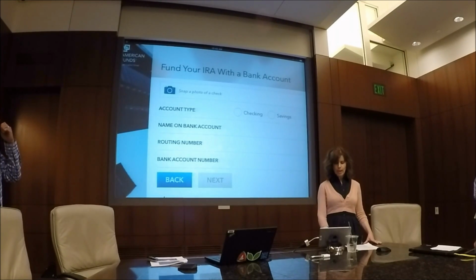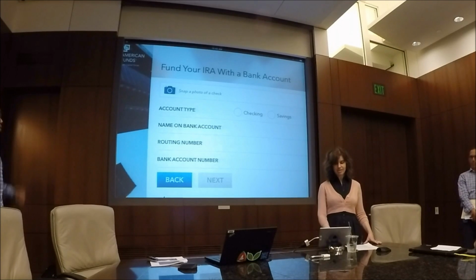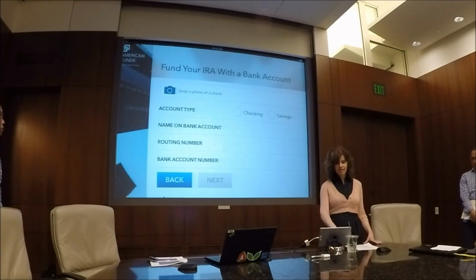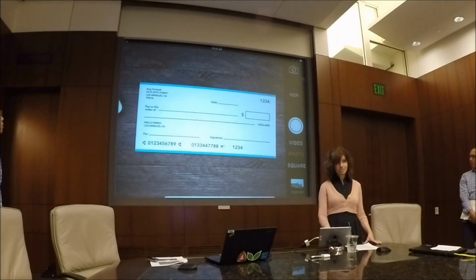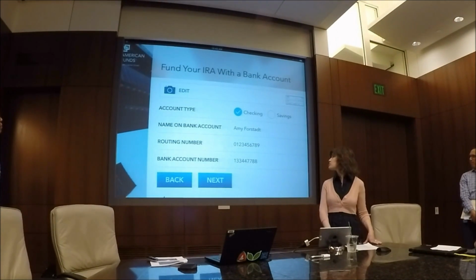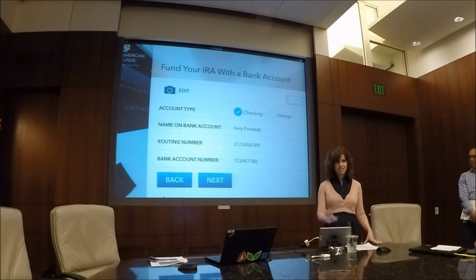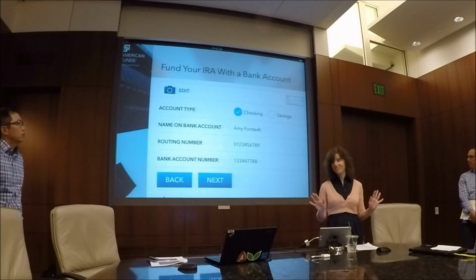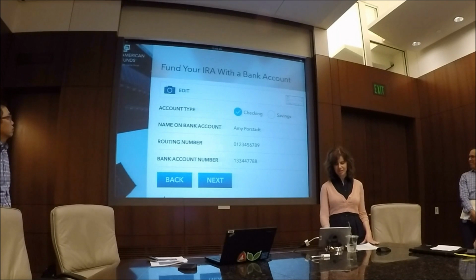Tap Next. And now I need to give them my account information. I can start this right now, and again, take a picture of my check, which is pretty awesome. So I just take a picture. All the information is there, which is especially good because I always have trouble knowing the difference between the routing number and the account number on my check. I don't know if that happens to you guys, but this is especially helpful.